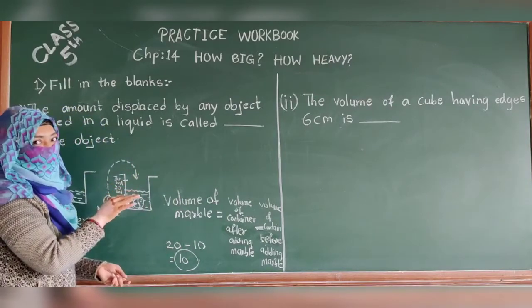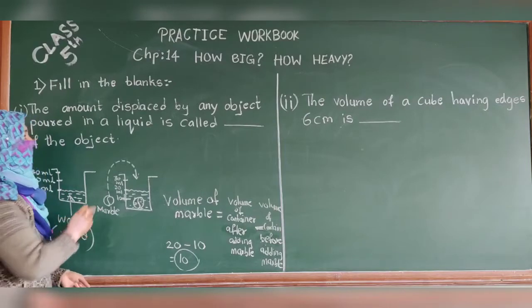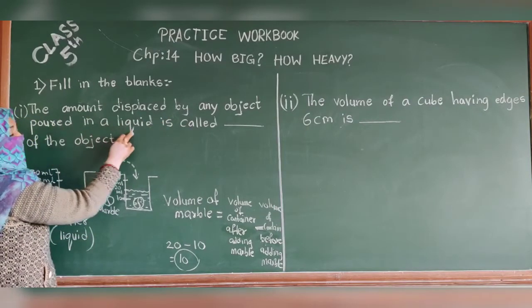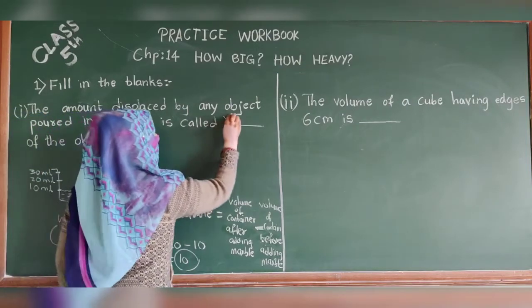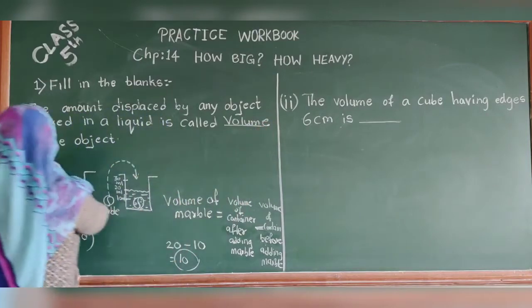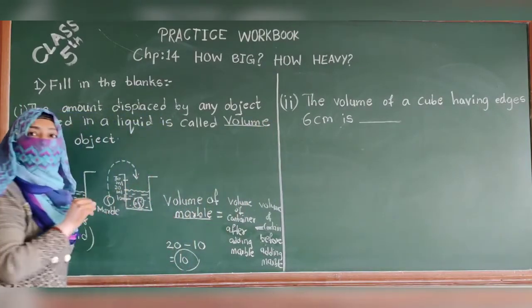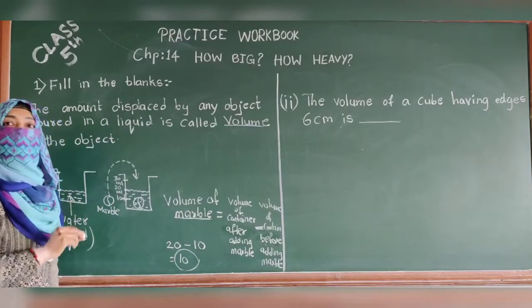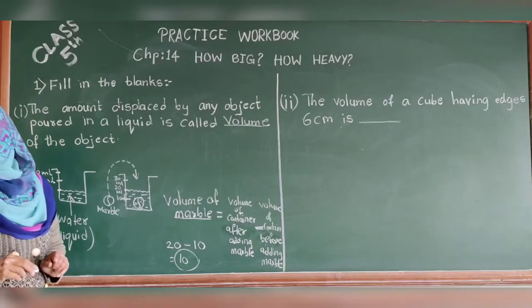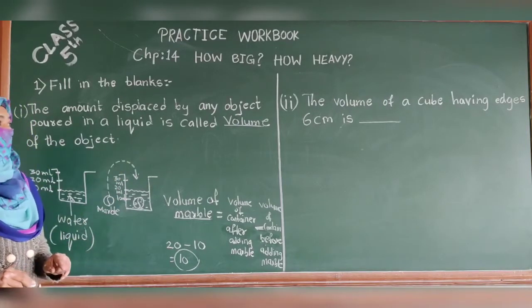Displaced means a difference, the before and after difference. The amount displaced by any object poured in the liquid is called the volume of the object. The object here was a marble, and its volume we found as 10 ml. I hope, students, you understood this fill in the blanks.